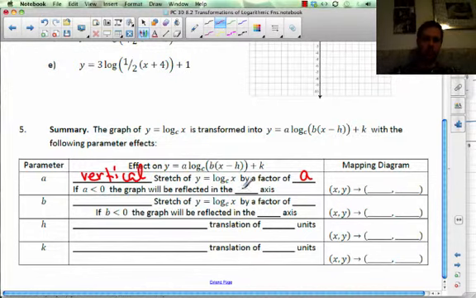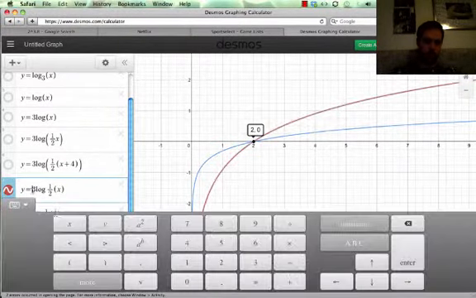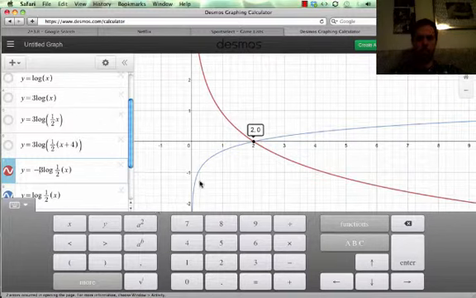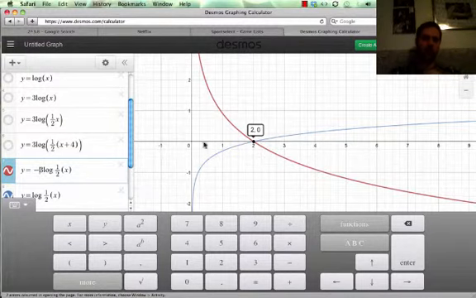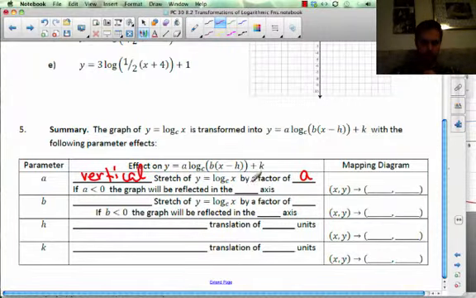If a is less than 0, the graph will be reflected in which axis? Well, let's take a quick look. Let's turn this into -3. So you see that it's reflected from this way to this way. So it's reflected in the x-axis.